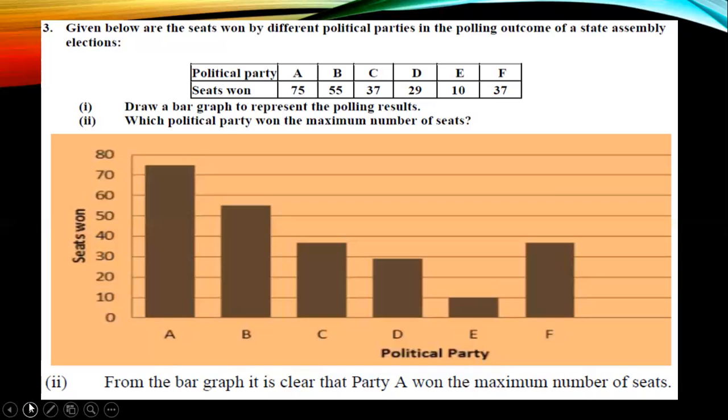Now, can you guess, not even guess, can you conclude from the graph which political party has won the maximum number of seats? Yes, the political party with the highest rectangle, which is it? Party A. So party A has won the maximum number of seats. Can you make out which party has the least number of seats? Yes, if you could see the rectangle which is the lowest in height, that is party E, which has won the minimum number of seats.